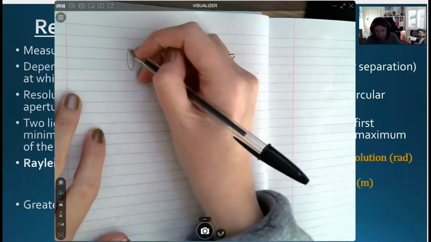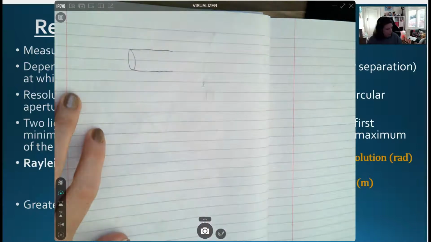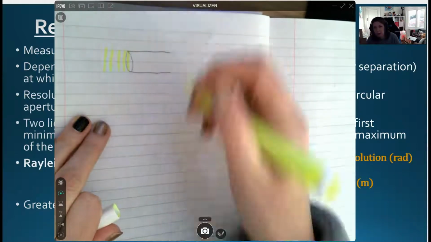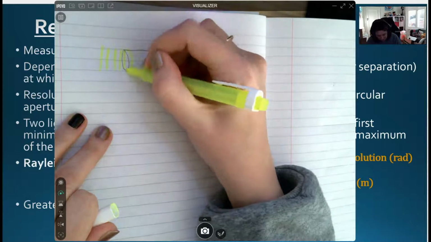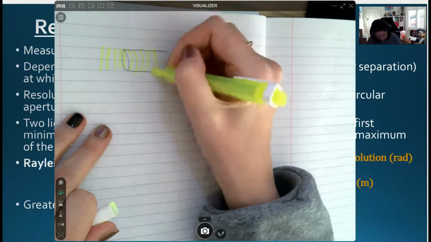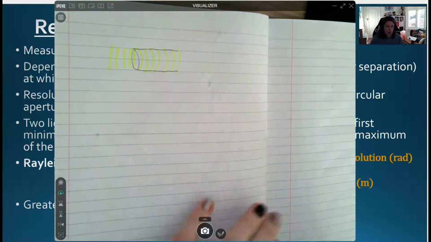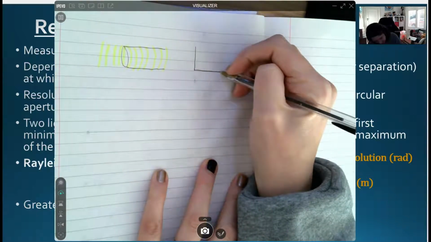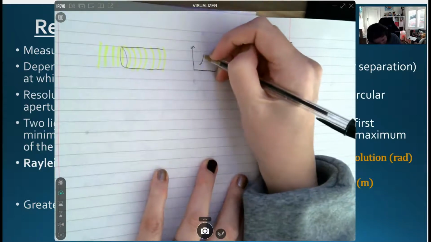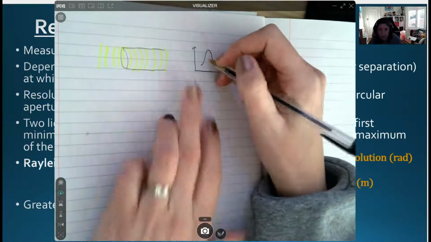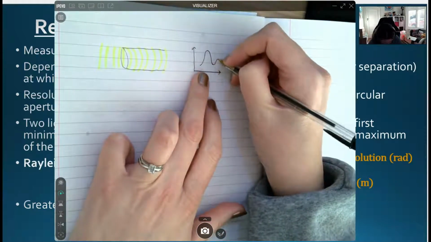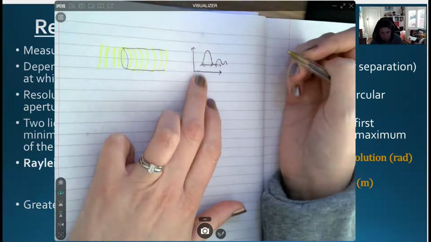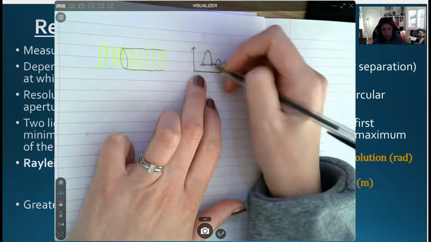So if this is my telescope here, and the light comes through, so the wavefronts are parallel, they're coming in like this. As they come through the gap, they diffract, like so. So they bend. So you get a single slit diffraction pattern. Now if you remember from AS, a single slit diffraction pattern has a central maxima, and then the resulting minima around it are smaller. So the central fringe is twice as wide as the other fringes.